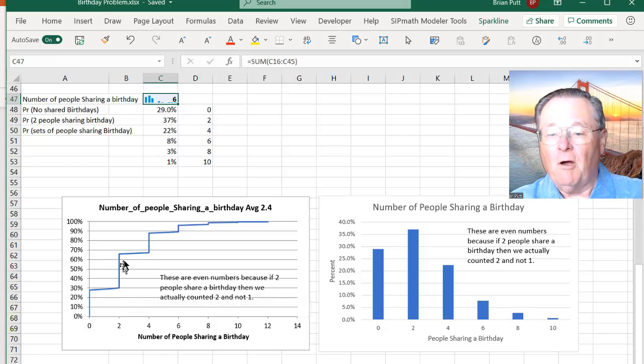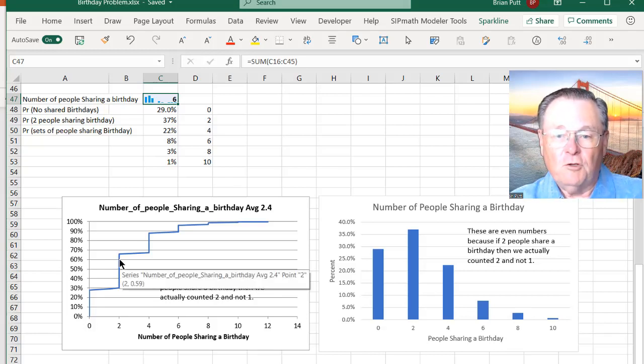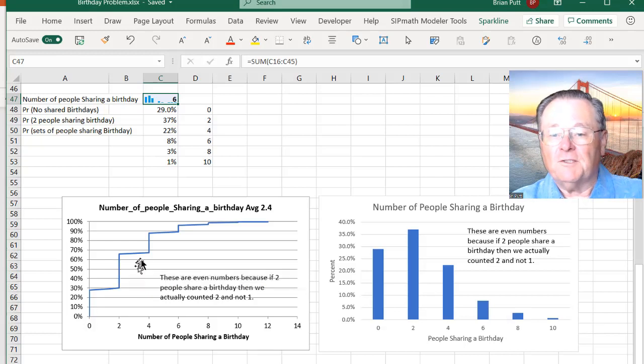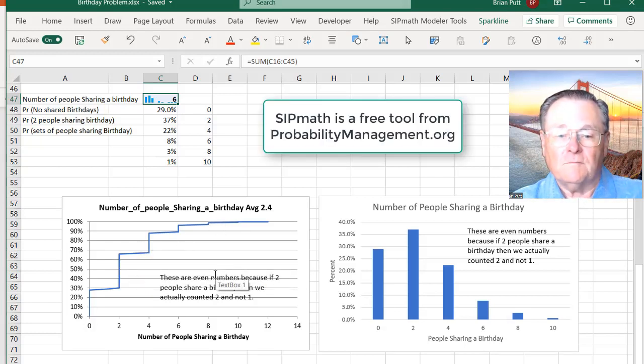And then there's a high probability of, it says 2 here, but it's really 1 pair because, as we saw above, if 2 people shared the same birthday, I counted 2. We could probably need to divide by 2 if you really want to think about it that way. And then there's a chance that there's 2 pairs, 3 pairs, 4 pairs.